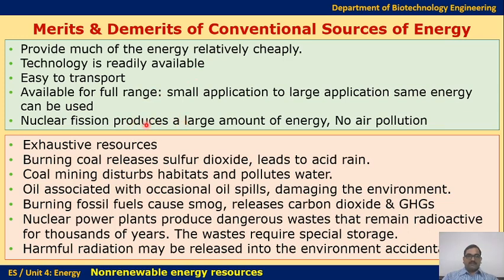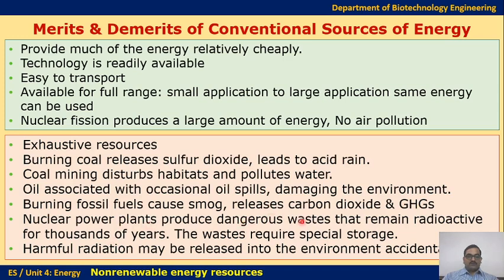But at the same time, we have a lot of demerits. The resources are exhaustible. They are non-renewable. Burning of coal produces sulfur dioxide and leads to acid rain. Coal mining disturbs habitats and pollutes the water. Oil, with occasional oil spills, damages the environment. Burning fossil fuels produces smoke, carbon dioxide, and greenhouse gases.